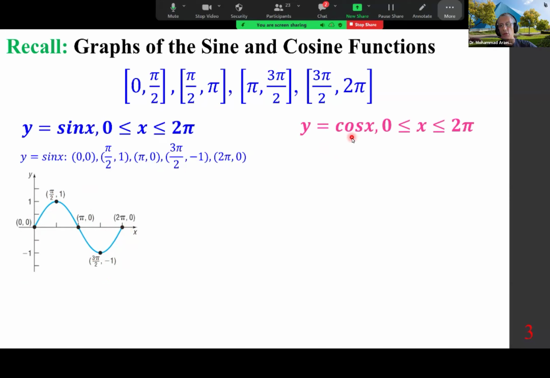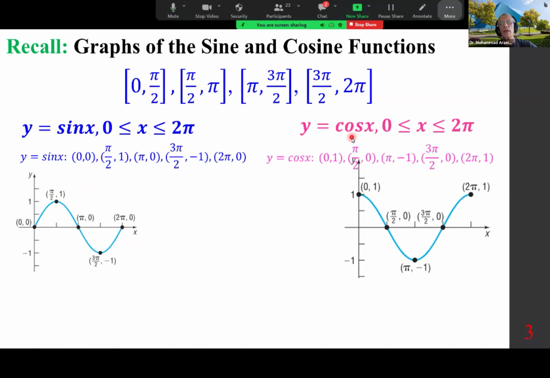We do the same thing with the cosine. And in that case, we have 0, 1, pi over 2, 0, pi, negative 1, 3 pi over 2, 0, 2 pi, comma 1. We also notice the relationship between sine and cosine as far as the graph is concerned. If you move by pi over 2, you get from one to the other one. For example, cosine of x minus pi over 2. If you move this to the right by pi over 2, you get the sine function.